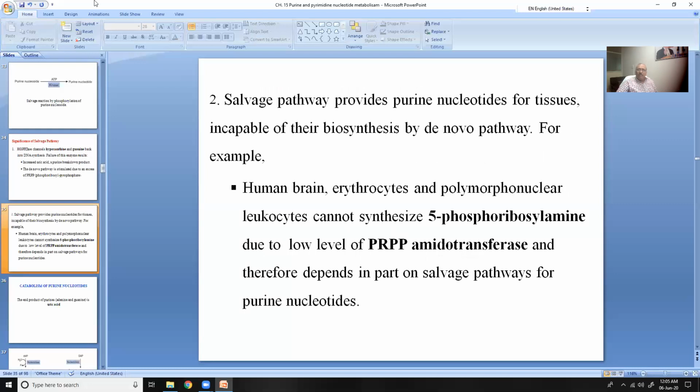This salvage pathway provides purine nucleotides for tissues incapable of their biosynthesis by de novo pathway. For example, human brain, erythrocytes, and polymorphonuclear leukocytes cannot synthesize 5-phosphoribosylamine due to low level of PRPP aminotransferase, and therefore depend in part on salvage pathway for purine nucleotides.